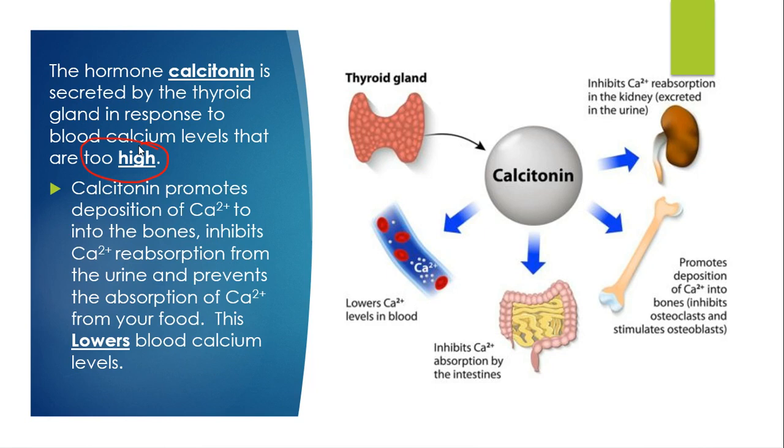And what calcitonin does is it moves calcium out of your blood, into your bones, into your urine, and into your feces, so you get rid of it. Okay? So too much calcium, not a good thing. Calcitonin causes your calcium levels to drop in your blood.